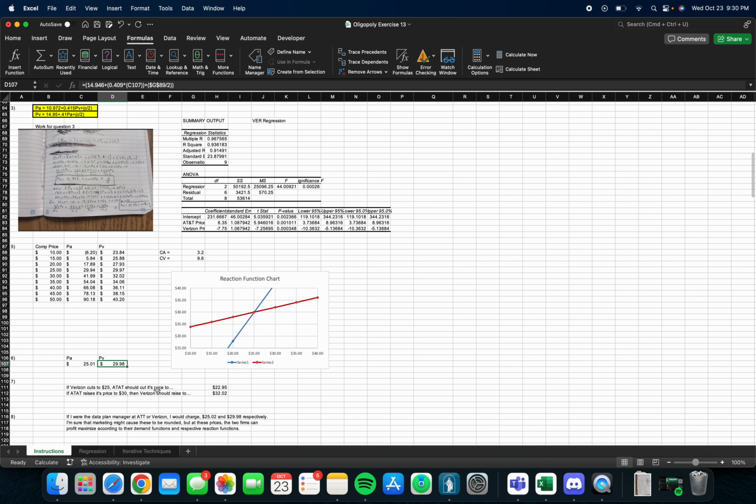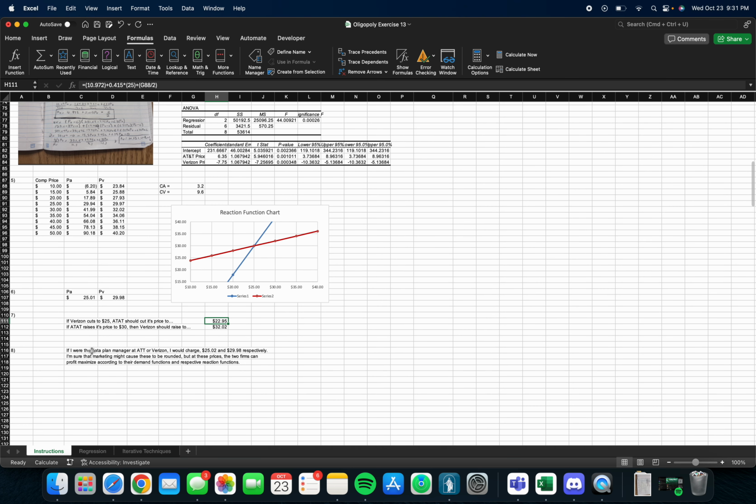Now, if Verizon cuts to $25, AT&T should cut its price to, I said, $22.95. Basically, I just did the same thing, but instead of putting in the reaction function, I just said that Verizon is pricing at $25. And the same thing for the inverse: if AT&T raises its price to $30, then Verizon should raise theirs to $32.02. If I were the data plan manager at AT&T or Verizon, I would charge $25 and $29.98 respectively.